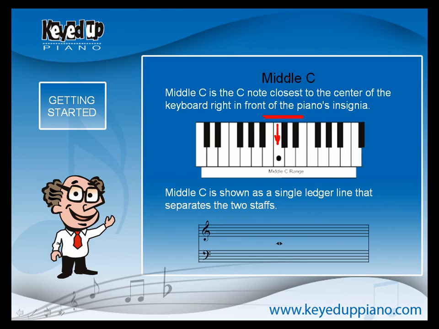Now, the staffs are set up so that this is supposed to be the right hand and this is supposed to be the left hand. So when you're reading with the right hand, sometimes you'll see a couple of ledger lines that go down, or they can go up from the bass like this. But technically, there's only one note that separates the two staffs.